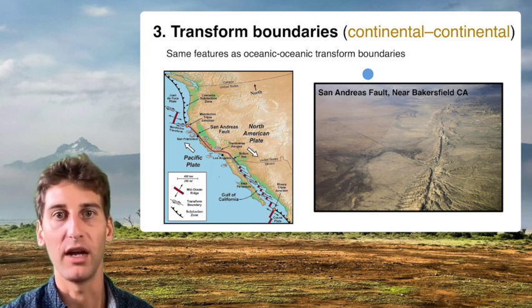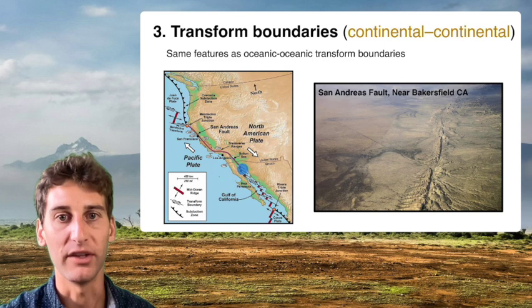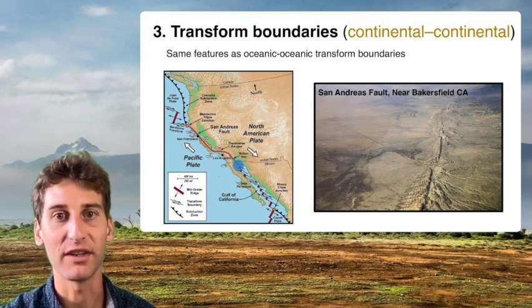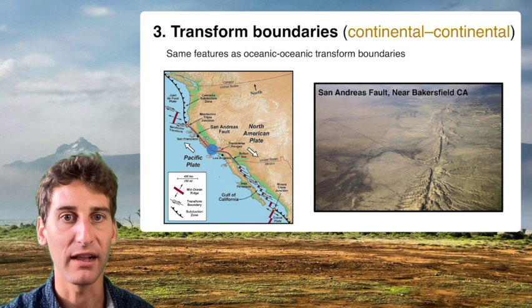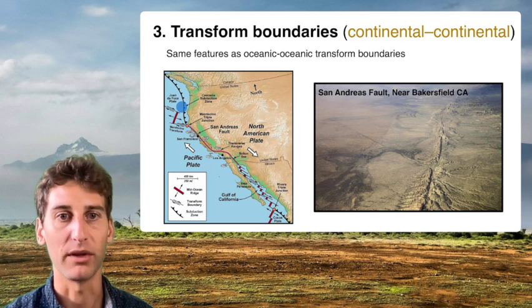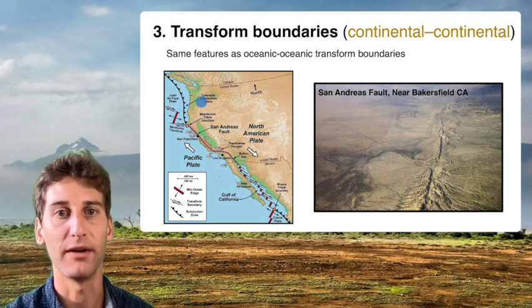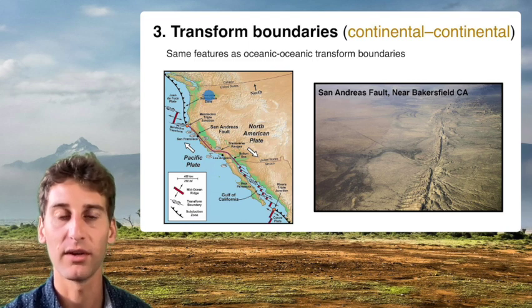The more famous transform boundaries are usually on land. For instance, the San Andreas Fault runs basically from the tip of Baja California and connects the East Pacific Rise to the Juan de Fuca Plate and the spreading center over here. So this runs through Southern California, up through San Francisco, and then over here there's a subduction zone, where oceanic crust is being pushed underneath North America. This is where you have volcanic activity in the Cascade Range.